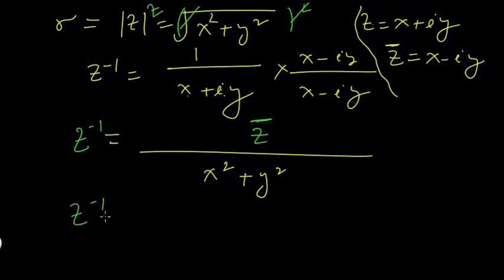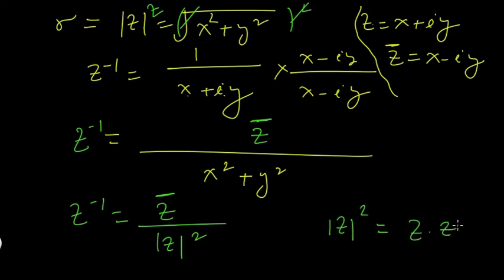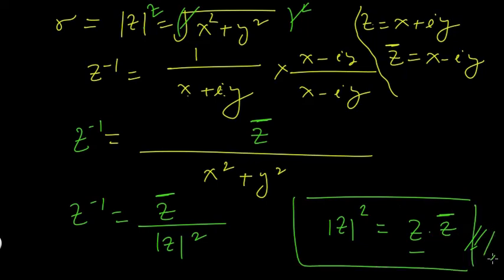So I can put here z bar divided by mod of z whole square, right? If you multiply this, it becomes z dot z bar, right? Because z inverse will be the reverse of z, right? So this is the link relation between modulus z and z bar, which is also called the conjugate of z, x minus iota y, right? Now we have understood the modulus of z.